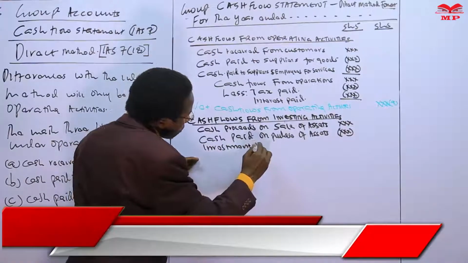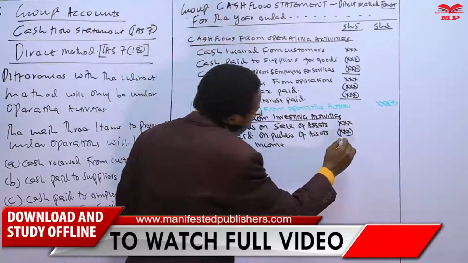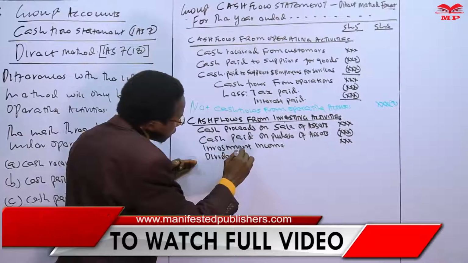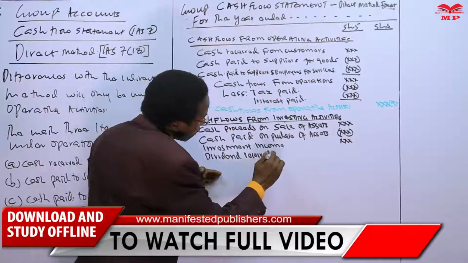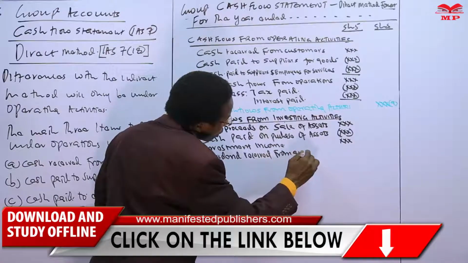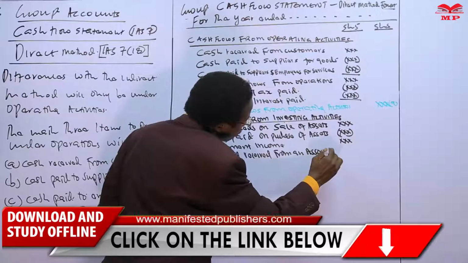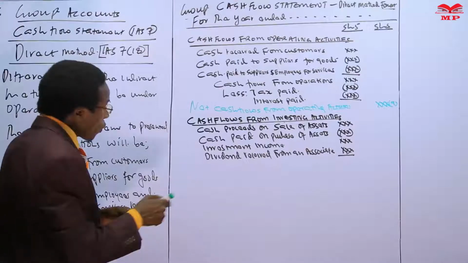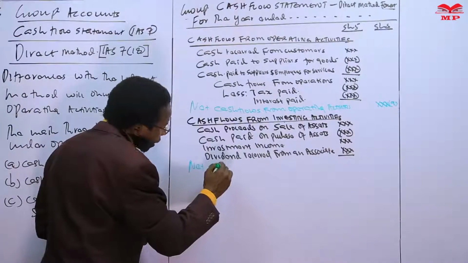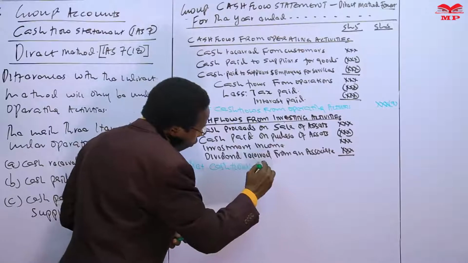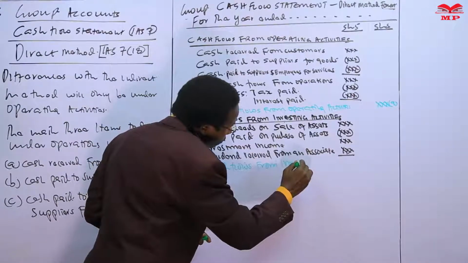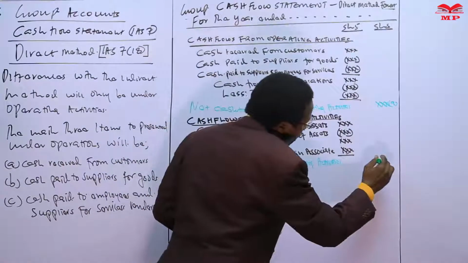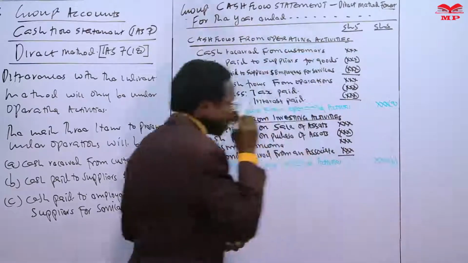Then we also talk about the investment income. You recognize it here. Then you talk about the dividend received from an associate. You recognize it here. Nothing else. So we get the net cash flows from investing activities. So you have it here, friends, and let me call this item B.